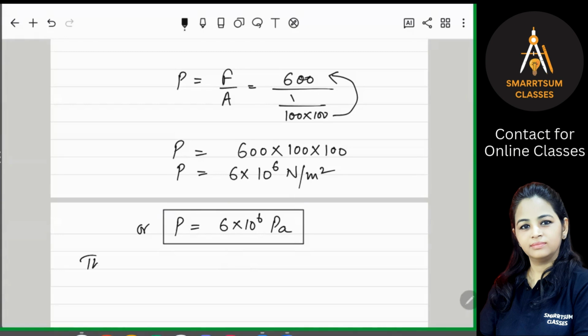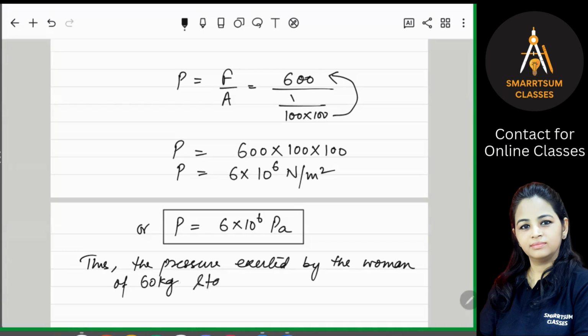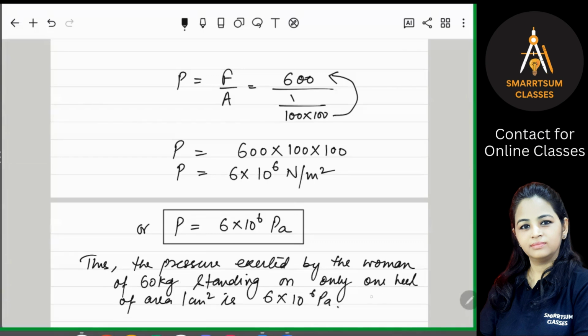So now you can write down, thus, the pressure exerted by the woman of 60 kg standing on only one heel of area 1 centimeter square is 6 into 10 to the power 6 Pascal. Okay, so this is your answer.